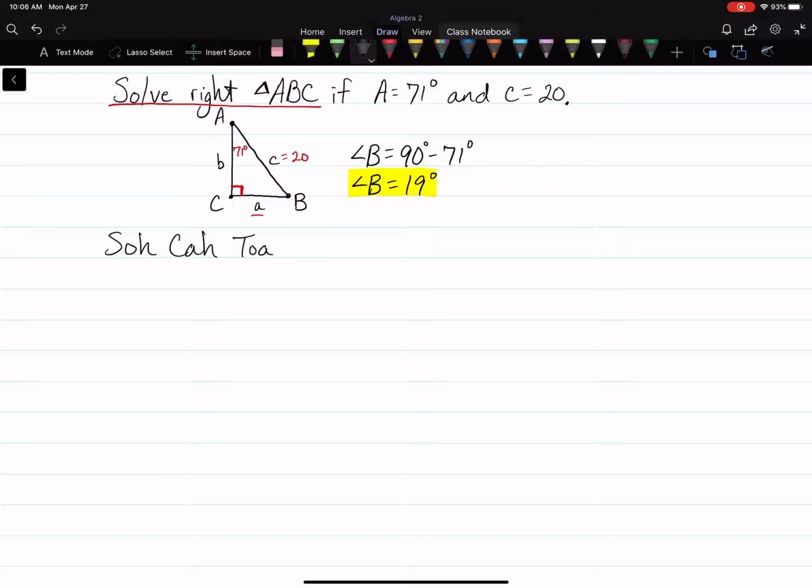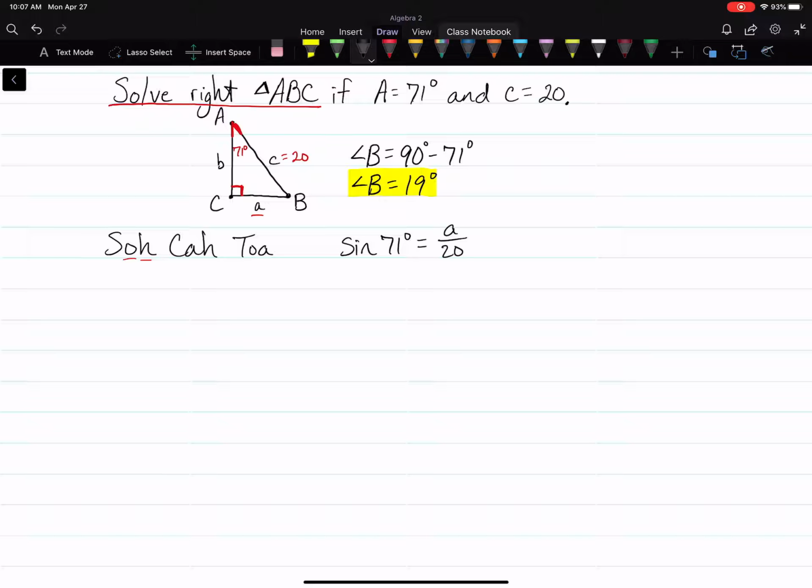Now, I'm going to use the 71 degrees. This angle right here is, I know it's 71 degrees, and I'm looking for the side that's opposite that. So that's the A, and they told me C. So I know the opposite, or I'm looking for the opposite side, and I know the hypotenuse. So that means I come over here and I say, hey, sine uses opposite and hypotenuse. So I'm going to take the sine of 71 degrees, and I'm going to equal it to A divided by 20. That's opposite over hypotenuse.